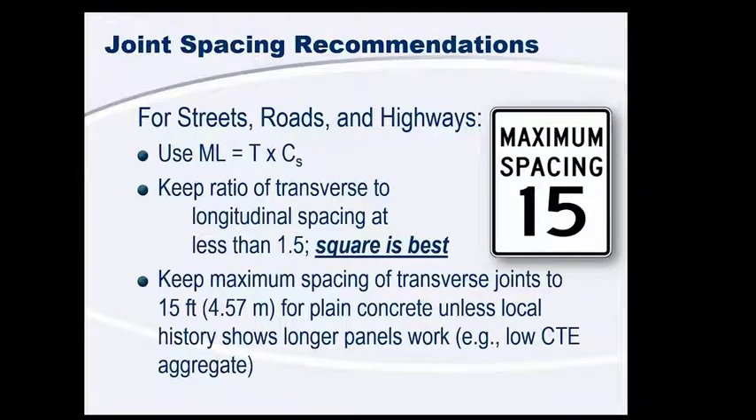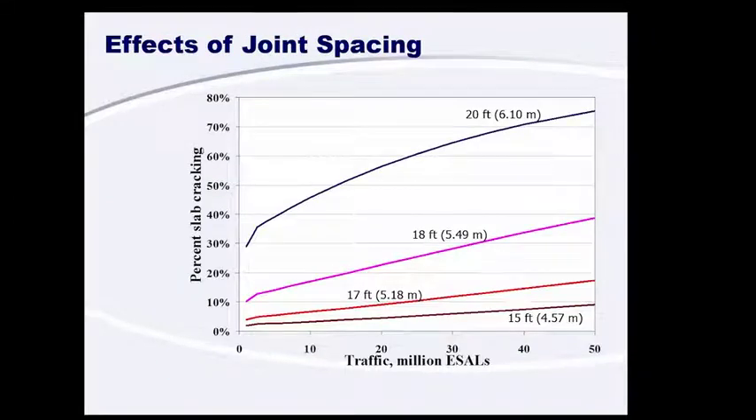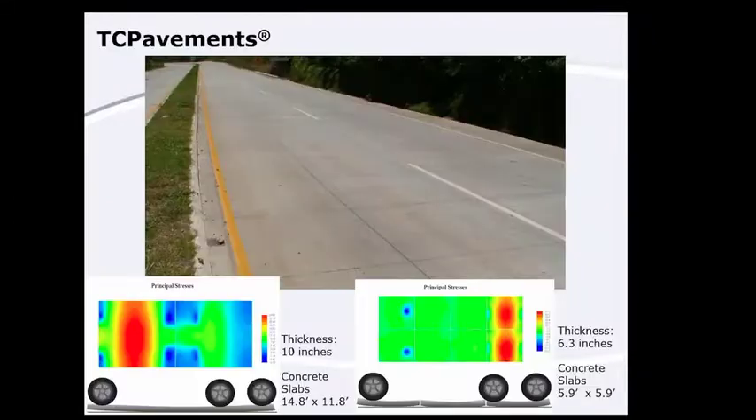So if we go back to here and we look at that equation at the top, the maximum joint spacing is equal to our thickness times our support constant. You can kind of guess that our thickness can be very closely related to our maximum joint spacing. And there is actually one program that's tried to leverage this, and that's TC Pavement's OptiPave program. The main idea behind that is that if you limit your joint spacing, you can actually reduce your thickness of your concrete.